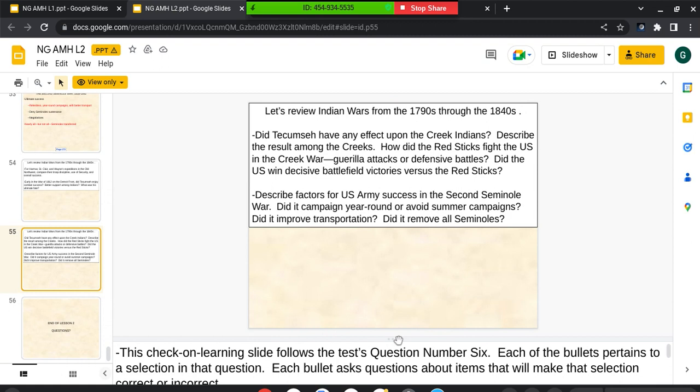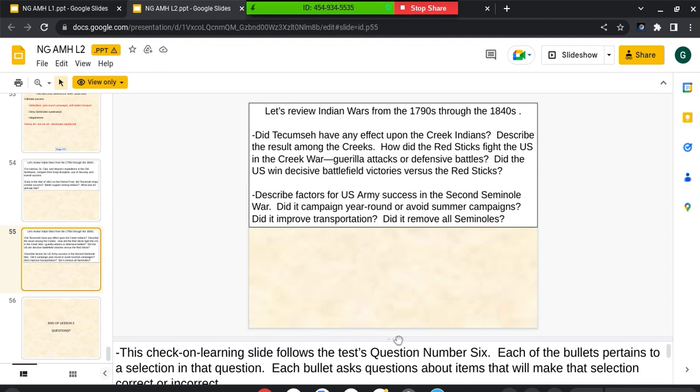Describe factors for U.S. Army success in the Second Seminole War. Did it campaign year-round or avoid summer campaigns? No, it did not avoid summer campaigns. It campaigned year-round in the Second Seminole War, which exhausted the Seminoles' supply of food and supplies. So campaigning year-round was what led to the Second Seminole War being a success for the Americans.